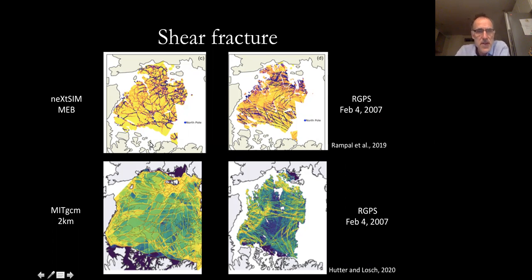So what we see from this figure is that the density of kinematic features or fracture lines is well reproduced by the models, but that the angle of intersection between those fracture lines is not in line with observation and is larger than what observation shows.